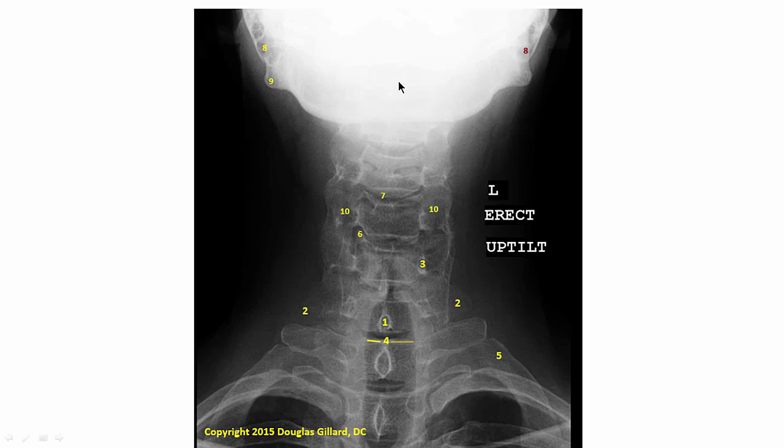Okay, in this view we can't see atlas or axis very well at all. We have to do a special view called an A to P open mouth to see up top, and we'll look at that. But what can we see? We can see a disc space here. How do I know which number this is? Well, Dr. Gillard will mark it for us. No, that's not how you know. You have to go down and count.